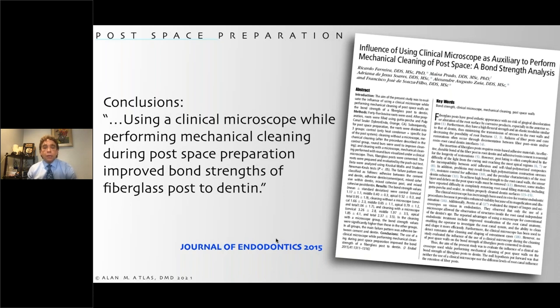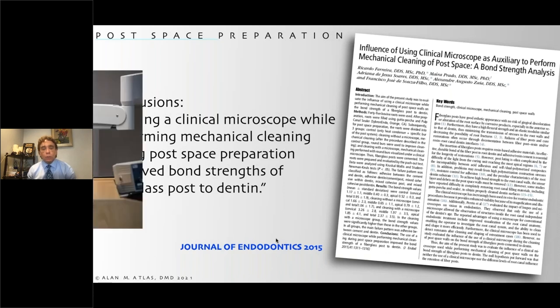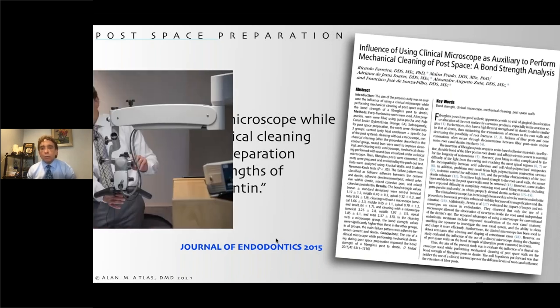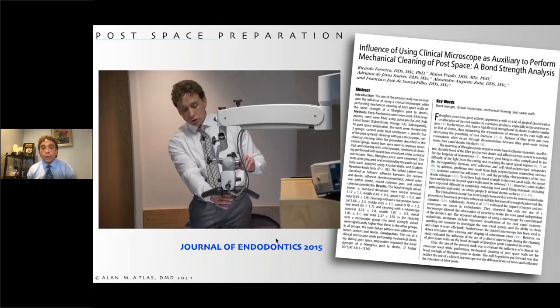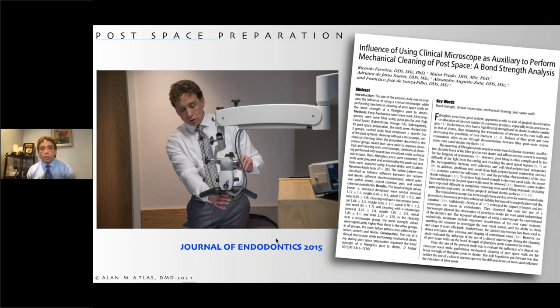And as we'll see, the microscope going forward may become the standard of care in restorative dentistry. And that's probably going to be in the very near future, hopefully, because it's something that really improves our outcomes. It's changed the endodontic profession dramatically in their successes. And there I am doing some teaching with a microscope.